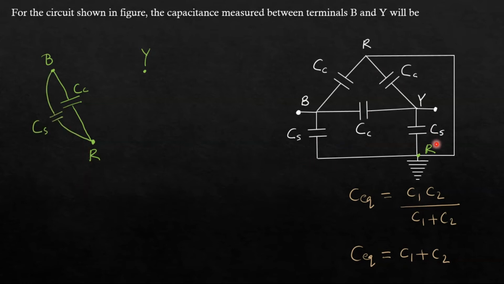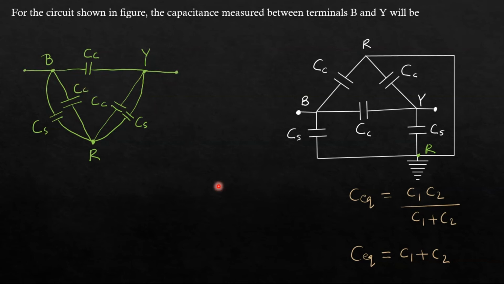And now come to these two. Between R and Y, capacitor Cc is connected. So let us connect between R and Y, capacitor Cc. Again between R and Y, one Cs is connected. So let us connect Cs. And in between B and Y, one Cc is connected. So connect between B and Y, one Cc. And we need to find the equivalent capacitance between B and Y.